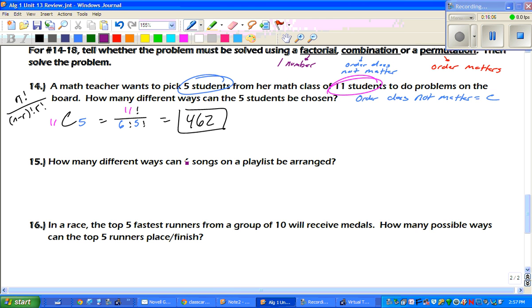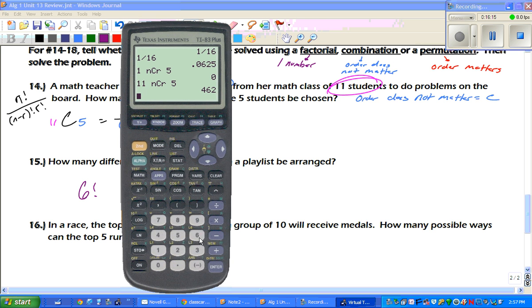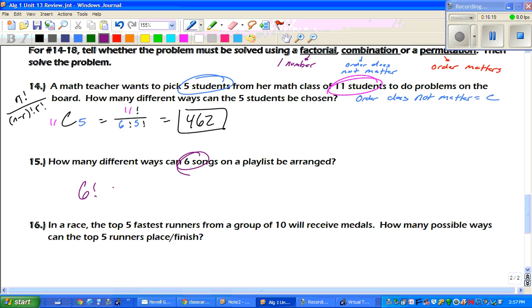Number 15, how many different ways can you arrange 6 songs? They only give us that one number. So 6 factorial. So there are 720 different ways that you can arrange those songs.